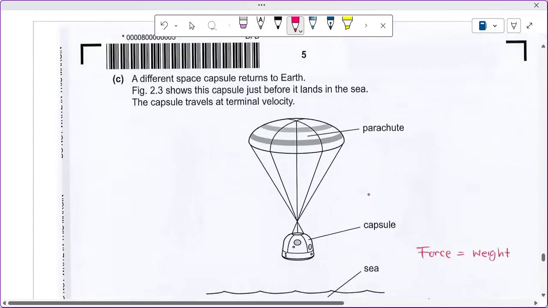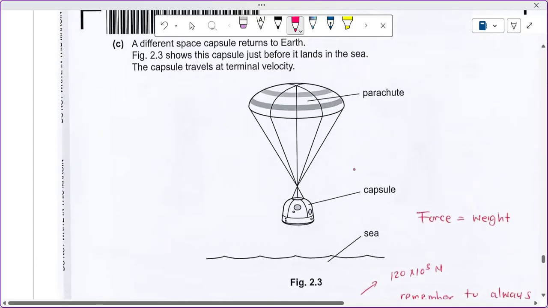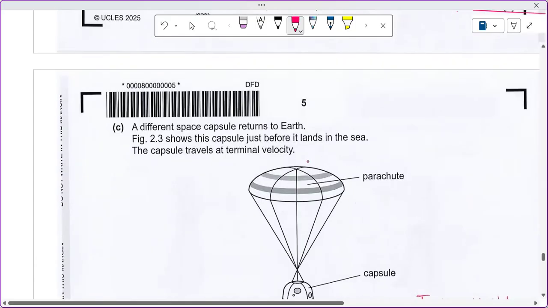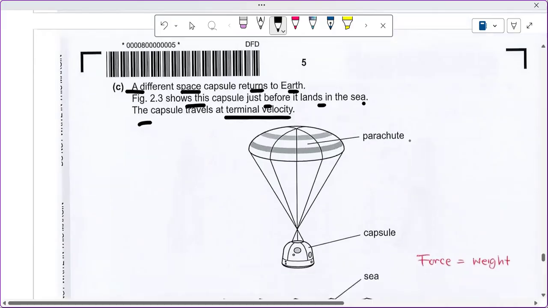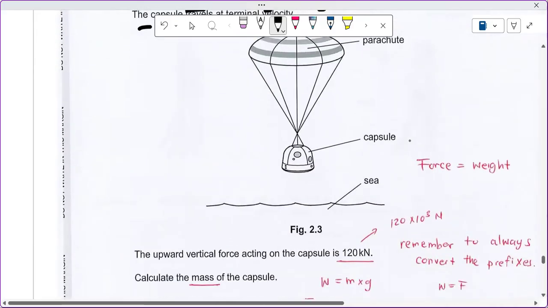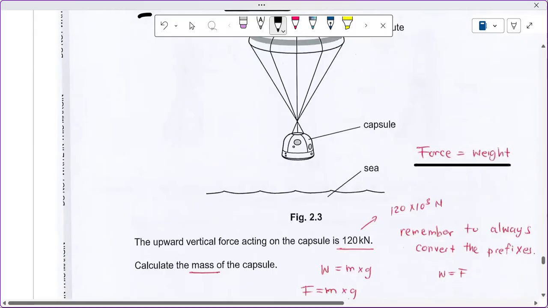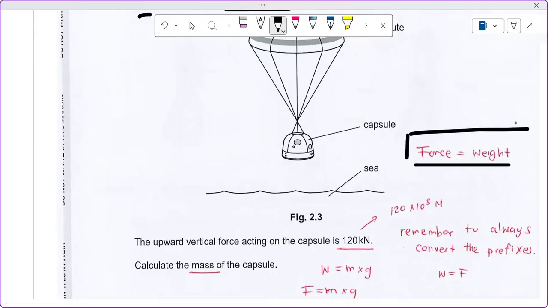So quite important to just know how to deal with any of those questions. Pay attention to what you are given. Try and just literally take a pencil and highlight or mark off what I'm giving so that you can take a look at what formula to use. Then we are told the different space capsule returns to Earth. Figure 2.3 shows the capsule just before it lands in the sea. The capsule travels at terminal velocity. Terminal velocity is when the air resistance and the weight balance out, right? Then now we are told in this case, this is why you can see here, force equals the weight. You can just know that force and weight are the same.